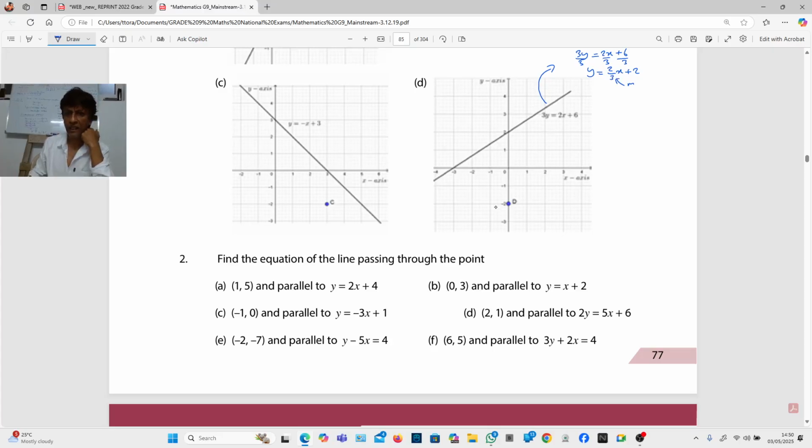2/3. So that means the line passing through this point over here, and which is parallel to this line, will have the same gradient, m = 2/3. We also understand that it crosses the y-axis at minus 2. So the y-intercept is equal to negative 2.